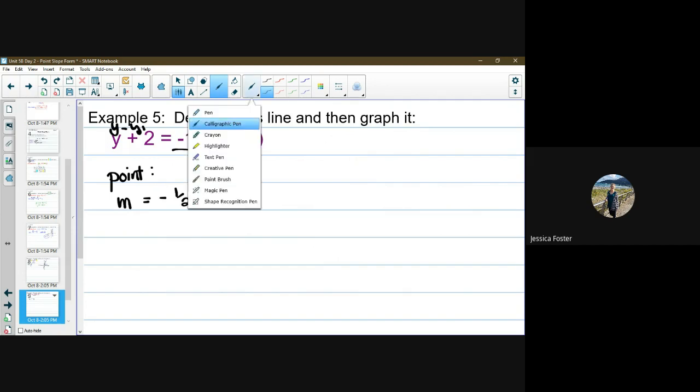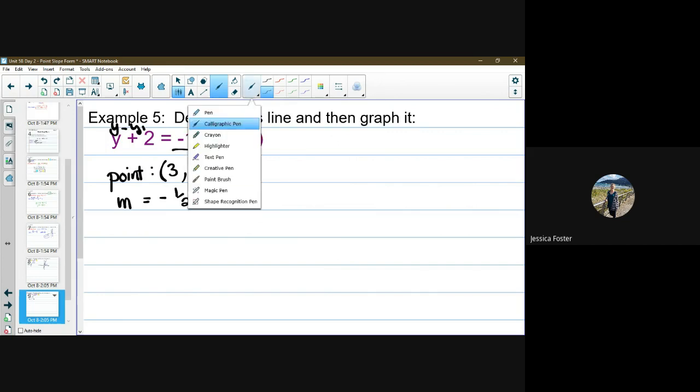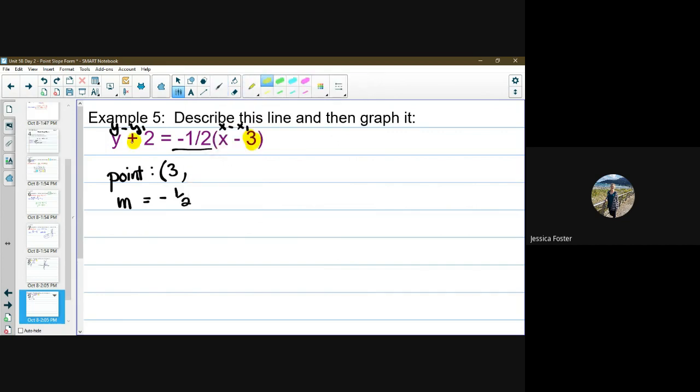So for my point, you'll notice that I have a 3 in front of the negative, so my x value is going to be 3. But my y value, I've got a positive in front of it. So how would I rewrite this so it's a negative instead of a positive? This is when we have y minus -2. So even though we've got a positive right there, the point is actually opposite of what it looks like. So my point for this graph would be 3, -2.